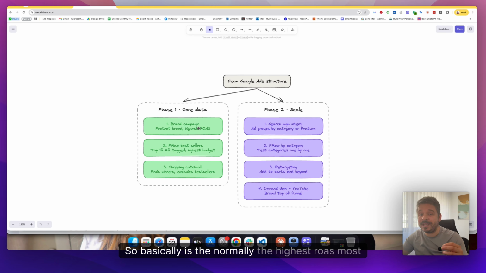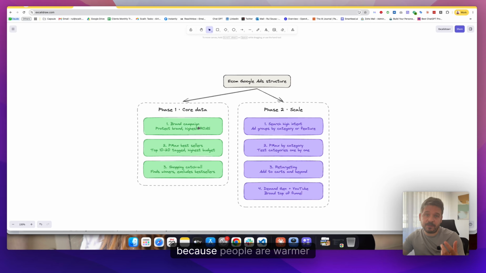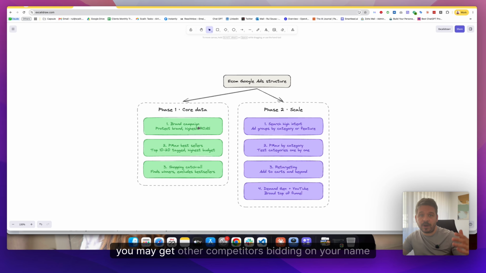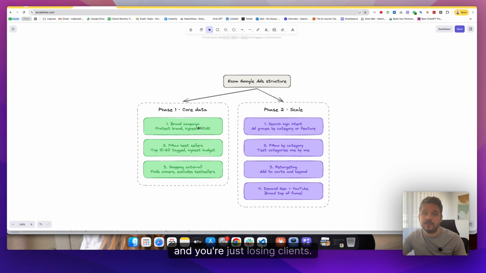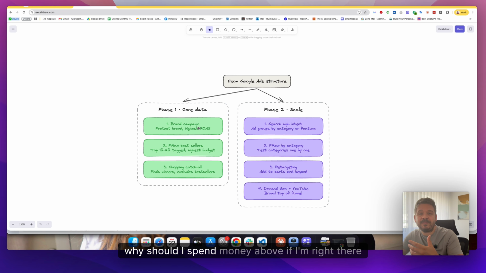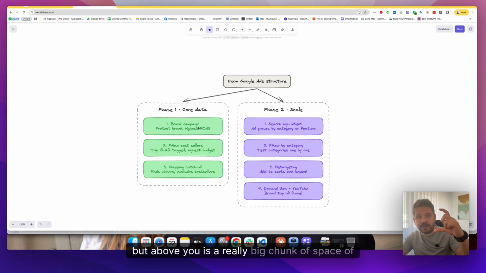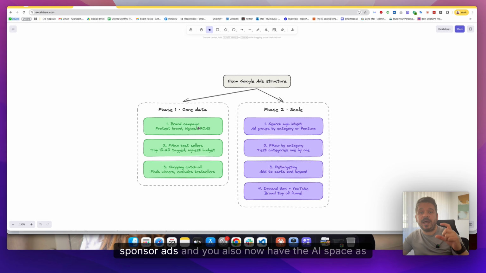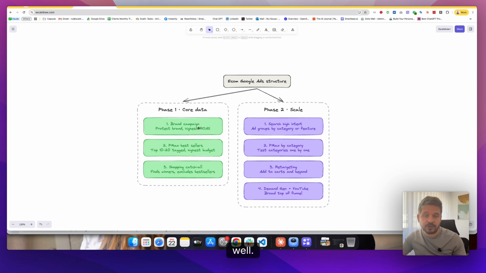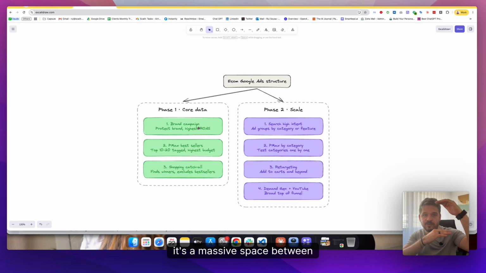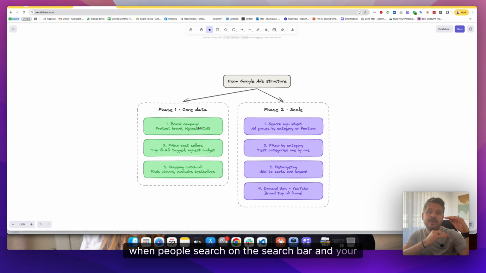It's normally the highest ROAS most of the time, because people are warmer than cold, and we always like to protect the brand, guys. As I explained above, if you have a broad name, other competitors may bid on your name and you're just losing clients. Some people say to us, yeah, but I'm the first one on organic, so why should I spend money above if I'm right there on top? But don't forget, guys, above your organic result is a really big chunk of space with sponsored ads, and now you also have the AI space. So it's a massive space between the search bar and your organic result, okay?